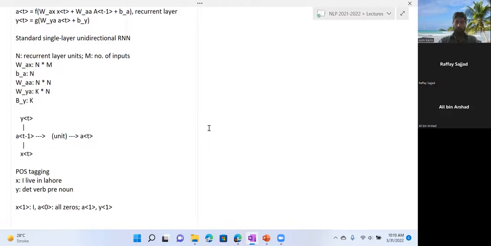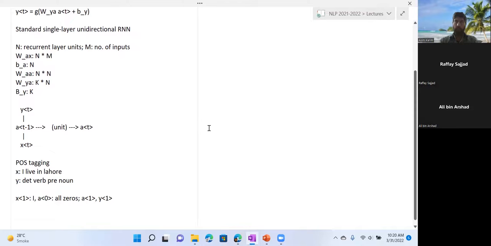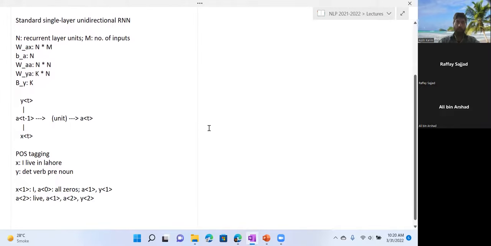Now this Y1 would be a distribution. Y1 is a vector because it goes through a softmax, so this would be a distribution over the possible tags. And if you are doing prediction, we will be selecting the tag which has the highest probability. So this is the distribution over the possible tags, in this case the POS tags. You have inputted I and you have gotten an output Y. Similarly, you go to the next one, A2, which would be for live. A1 would be from the previous iteration, and from this you get A2 as output, and you get Y2 as output. Essentially, that's how it continues. So this is a feed forward process.